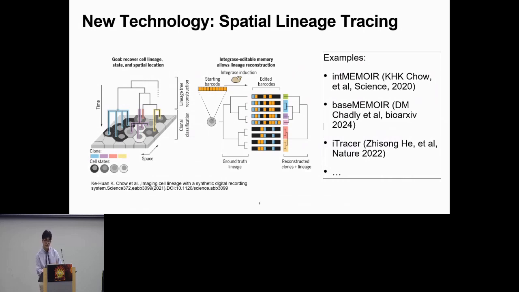This figure that I'm showing on the screen now comes from It Memoir, which was published in Science 2020, and it shows how one can combine the traditional dynamic lineage tracing system, where we insert genetic barcodes into the genome of a progenitor cell that we can then induce inheritable and irreversible mutations at. What's new about this technology is that we can also now record the spatial locations of those cells at the time of sampling.